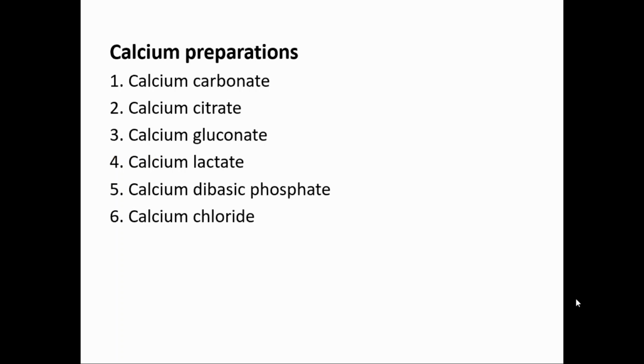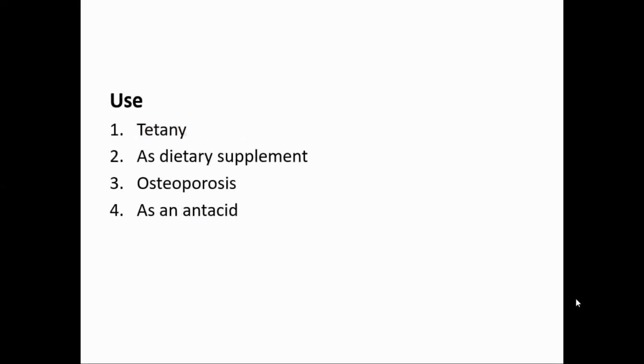So coming to calcium preparations, there are different calcium preparations, as for example, calcium carbonate, calcium citrate, gluconate, lactate, dibasic phosphate, and chloride. And they are used in different conditions like tetany. Tetany occurs as a result of low blood calcium, as a result of hypocalcemia, and it results in spasm of different muscles of the body, including the hands and feet, the abdomen, spasm of the larynx, etc. So they are the calcium preparations.